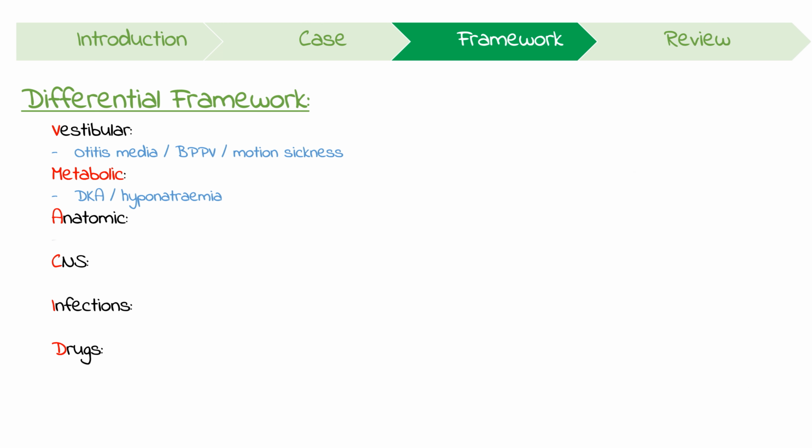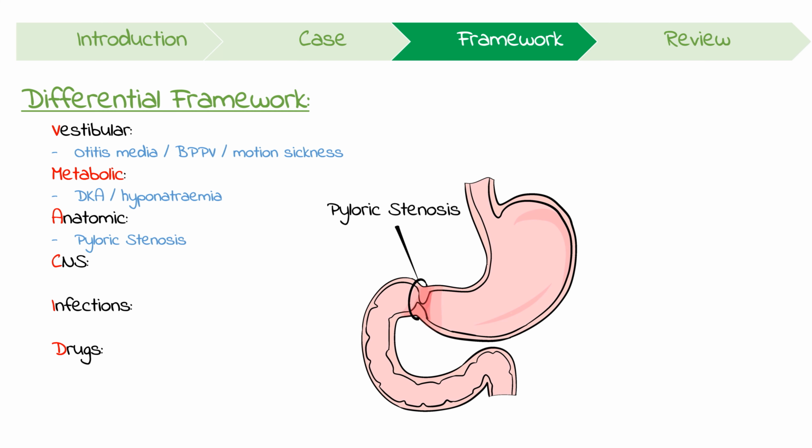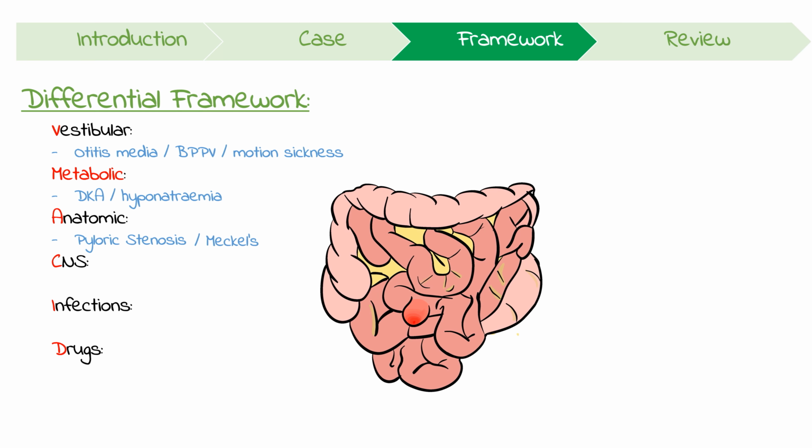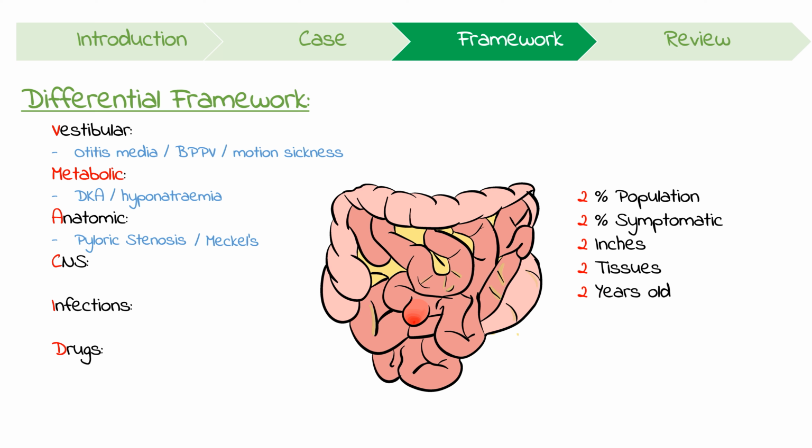Anatomical causes of obstruction in the GI tract include things like pyloric stenosis. Remember, that's the one with the 3 Ps: projectile vomiting, a palpable mass, and peristalsis that's visible. Or Meckel's diverticulum, and that's the one that loves the number 2. It affects 2% of the population, 2% asymptomatic, it's 2 inches long, it can have 2 types of mucosal tissue, and it presents at the age of 2.